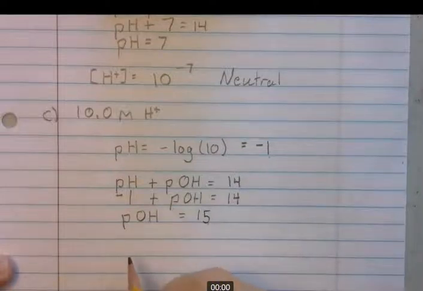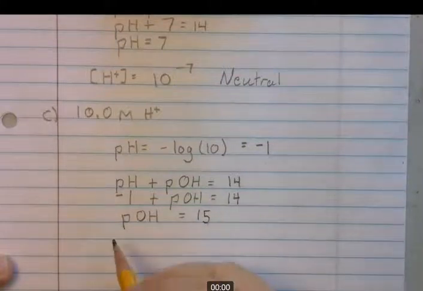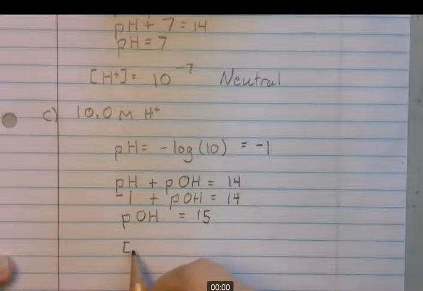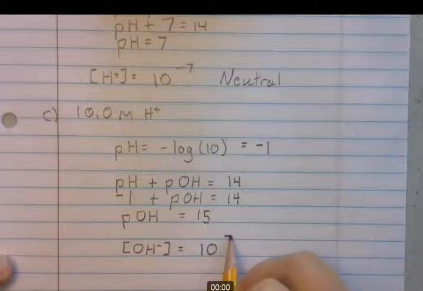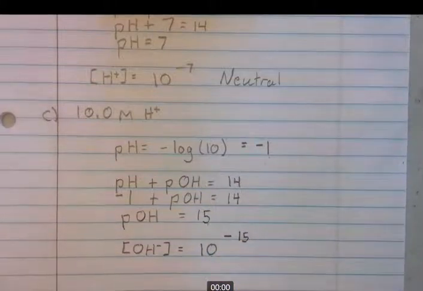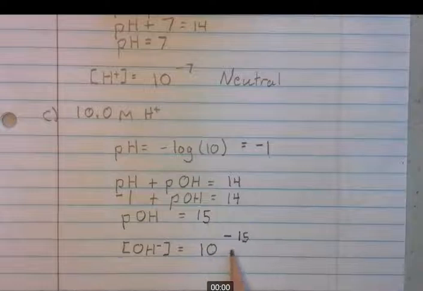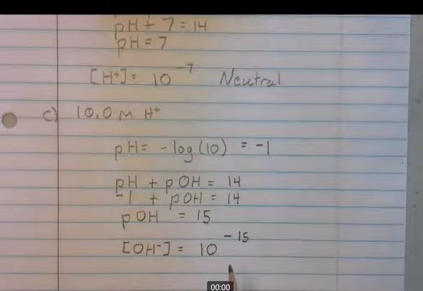So let's go ahead and figure this out, because what this is really telling us is the hydroxide concentration. So to get the hydroxide concentration, the OH minus, that equals 10 to the negative pOH, and there it is. So you can do that. I mean, that's your concentration of hydroxide. It's just a very, very, very, very small number. And that's the answer to that.